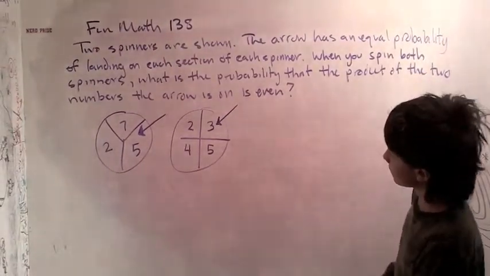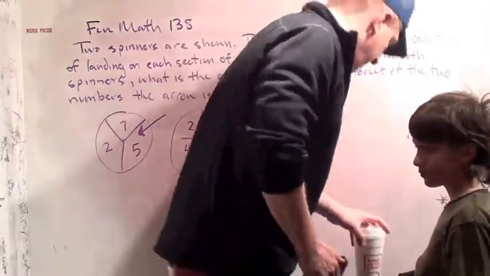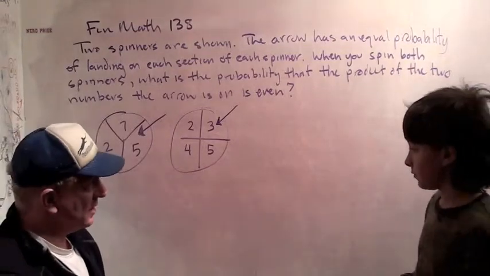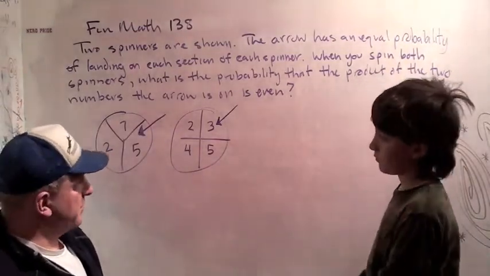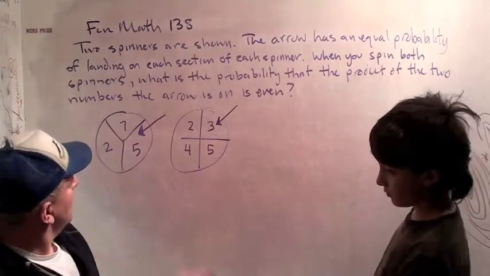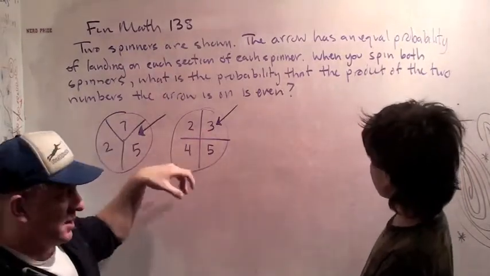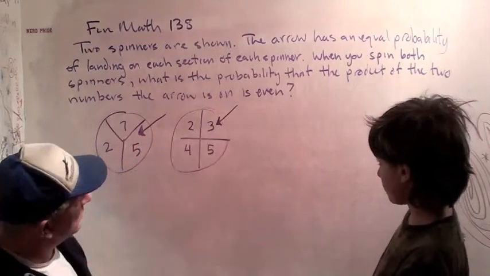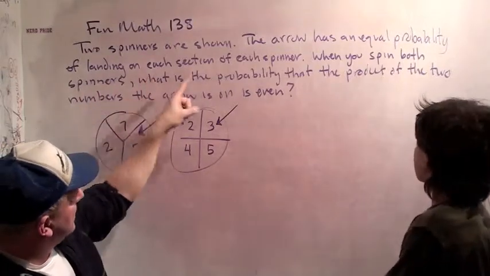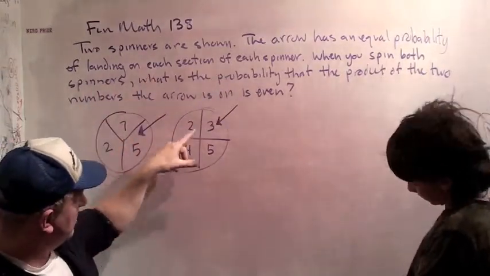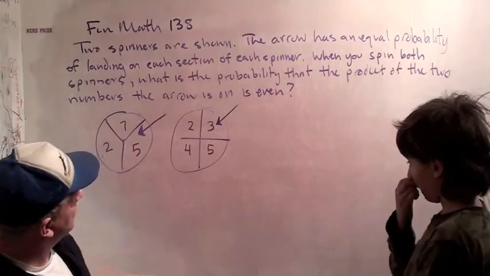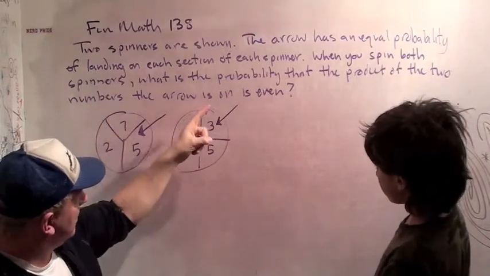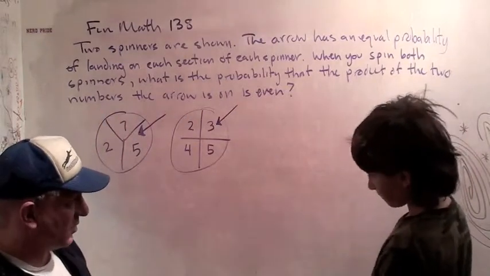FunMath number 138. So this is based on a problem that we saw in an old AMC 8 test, or maybe it was the American Junior High Mathematics exam then. Two spinners are shown. So these are like the spinner in the game of Life. You spin it and it spins around, and then the arrow's pointing to some number. The arrow has an equal probability of landing on each section of each spinner. So when you spin it, it's a 1/4 on each one of these and 1/3 on each one of these. When you spin both spinners, what is the probability that the product of the two numbers the arrow is on is even?